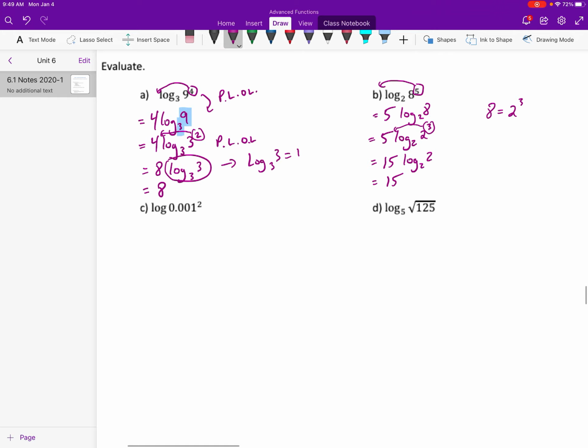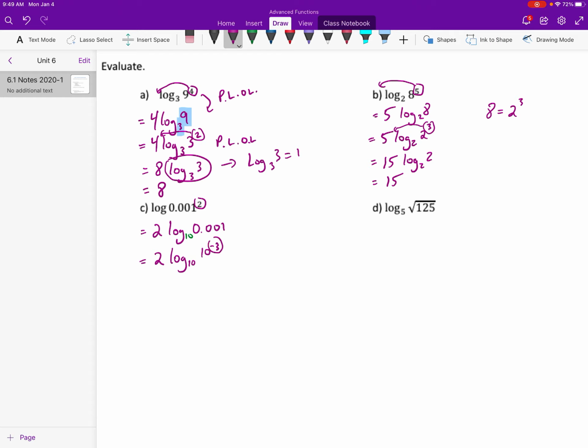All right, let's do this again. Take the 2, move it out in front, the exponent there. So it's 2 log 0.001. Now remember, if there is no base, the base is 10 because it's the common logarithm. So we have 2 log 10. And 10 to the power of what equals 0.001? Well, that's negative 3.